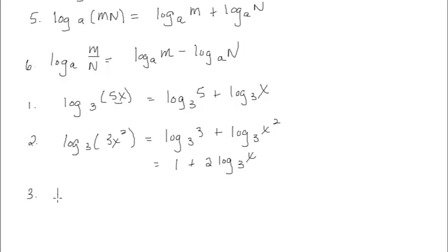Okay, number 3, we have log base a of the square root of x squared plus 1. Now let's think about the properties that we have and how this might expand. Remember, I can rewrite any radical as a rational exponent. So this is the same as log base a of x squared plus 1 to the 1/2 power, and then I can take that 1/2 down as a coefficient.